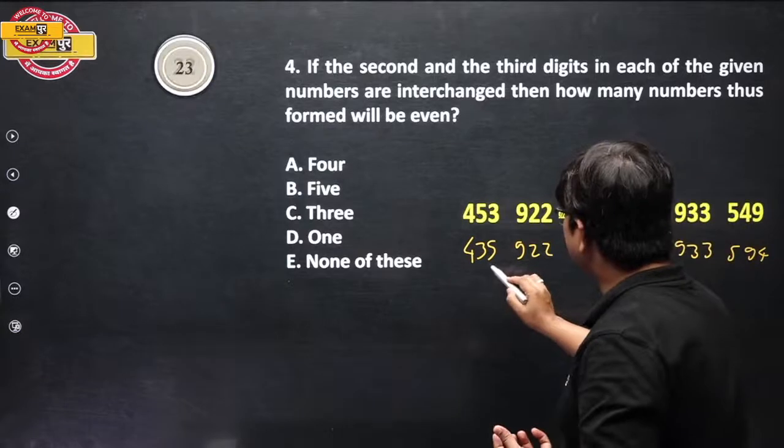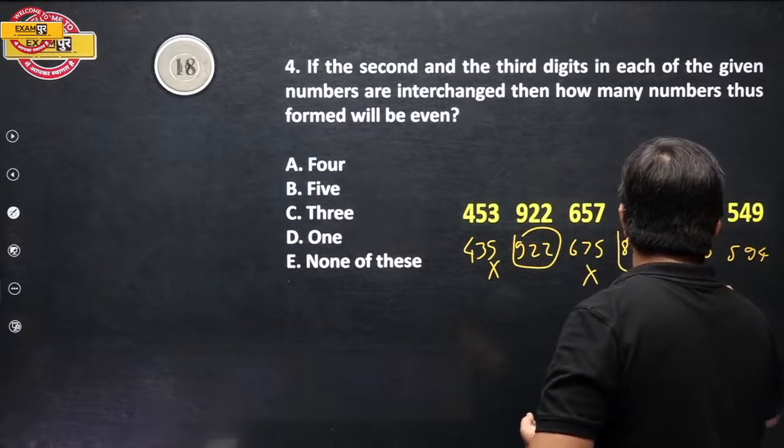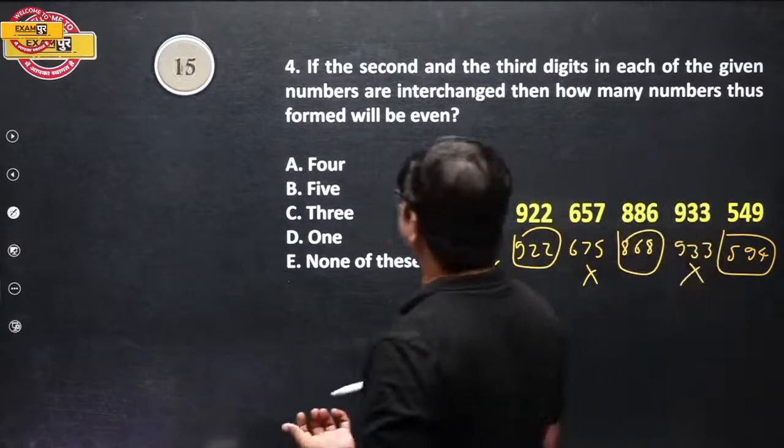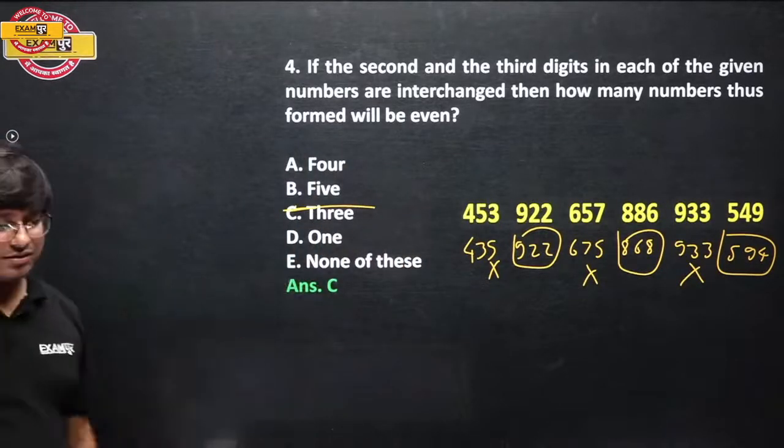So if second and third digits in each of the numbers are interchanged, how many numbers thus found will be even? Now this will not be even. This will be even. This will not be even. This will be even. This will not be even. This will be even. So 3 even numbers are there. Answer will be option number C, that is 3.